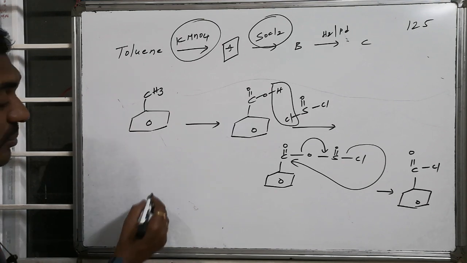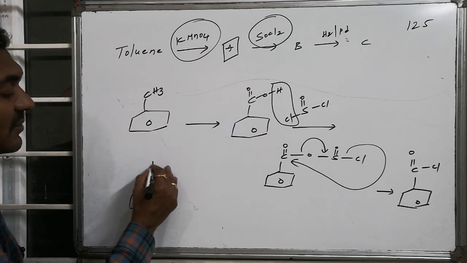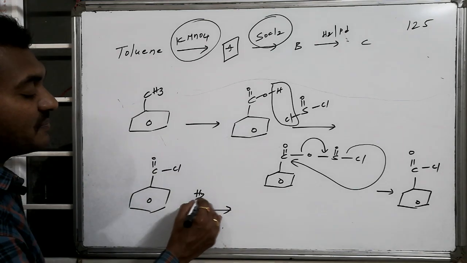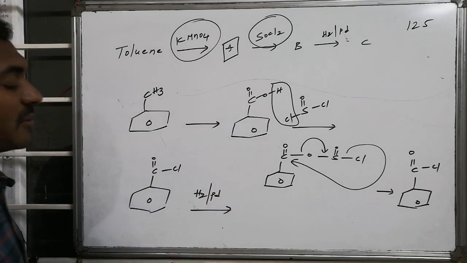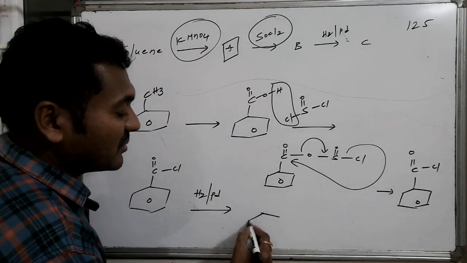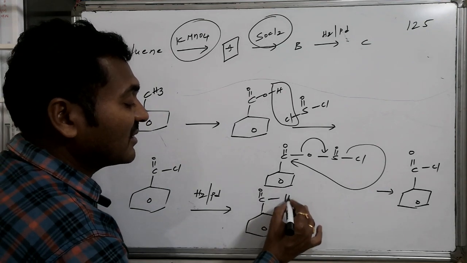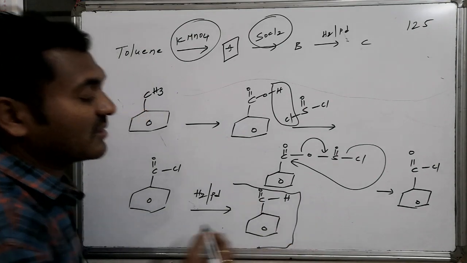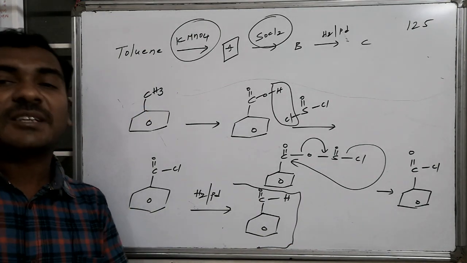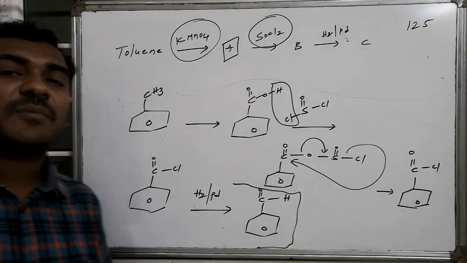That formed benzoyl chloride is now subjected to reduction in the presence of hydrogen followed by palladium. Hydrogen followed by palladium makes reduction. So this chlorine is replaced by hydrogen. This reduction is said to be Rosenmund reduction. Thus it results in the formation of benzaldehyde.